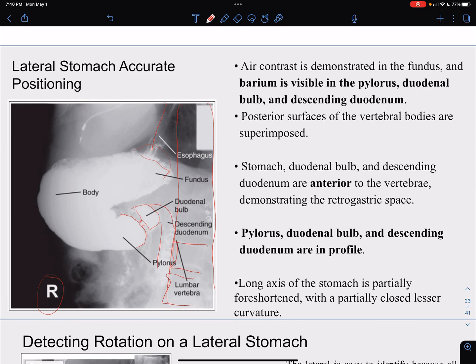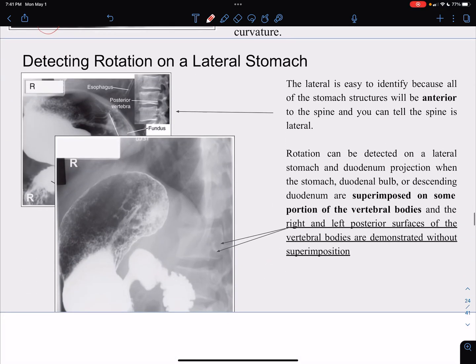The long axis of the stomach is partially foreshortened with a partially closed lesser curvature. So this is going to be our lesser curvature. So typically when we're in an AP or PA position, the lesser curvature looks a lot different than it does here. So here the greater curvature is going to be on the outside, and this is going to be on the inside here. So it's just all flopped over, right? It's just a little bit opposite.